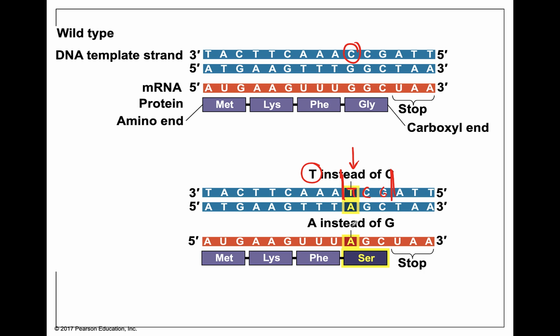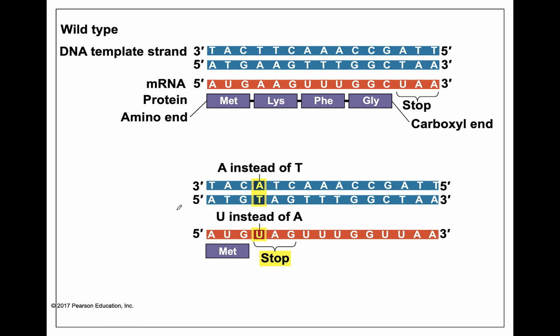So what we see in the RNA is we have AGC. We were supposed to have GGC. And originally we were supposed to have glycine, and it ends up changing it to serine. So we had an amino acid, it got changed to another amino acid. This is going to be a missense mutation.